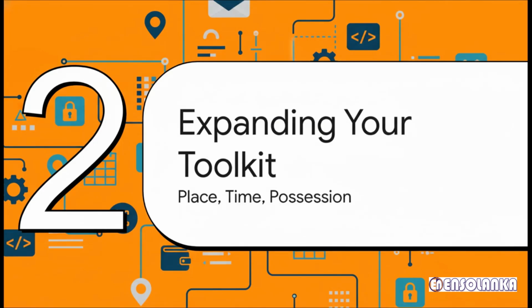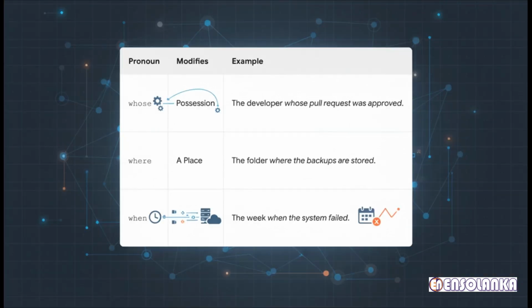All right, section 2, expanding your syntax toolkit. Now that we've got the basics down, let's add a few more specialized tools to our collection for dealing with place, time, and possession. This table breaks it down nicely. For possession, when something belongs to someone or something, we use whose. So, the developer whose pull request was approved.